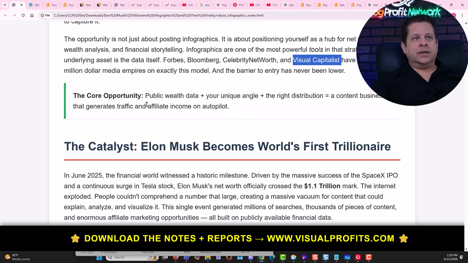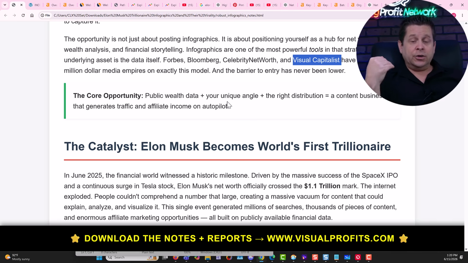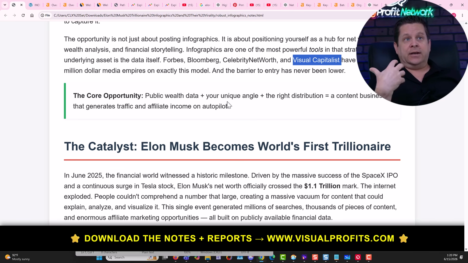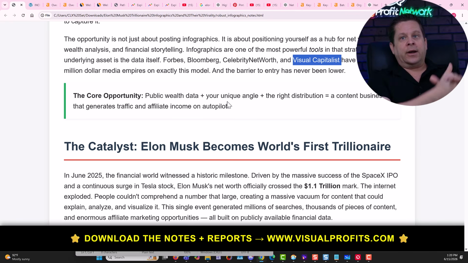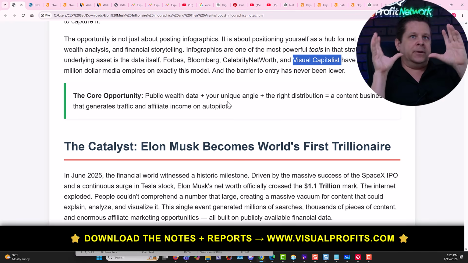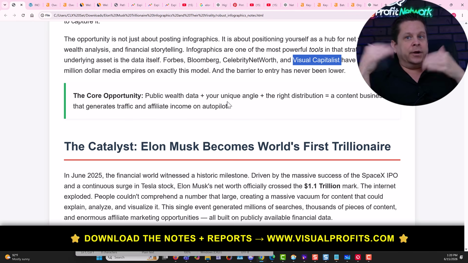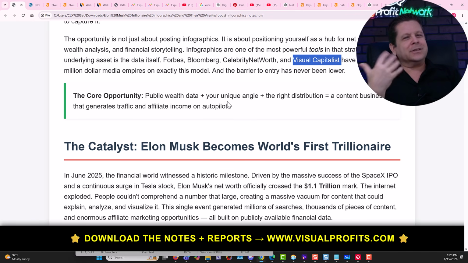Now, the core opportunity is public wealth data plus our unique angle. Whatever it is, I'd take the public net worth data and sort each person into categories. Like, these are the internet entrepreneurs. Okay, here's a course about how to be an internet entrepreneur. Here's the people that do factories. Oh, here's how to start a factory, or whatever it is. Obviously, we don't want to do something super big, but we want to keep it something we can actually get people to. And we're going to talk about affiliate programs and things like that.